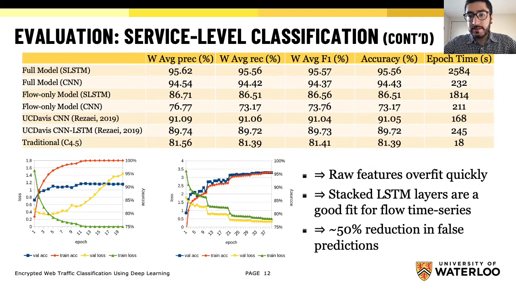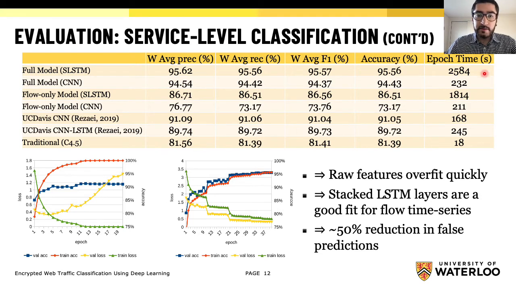When compared to the counterpart CNN model from the UC Davis team, which is one of the more prominent works in this area and one of the more successful ones, the advantages are clear. The CNN model, relying on only raw features, overfits very fast to the data and gets stuck at around 91% accuracy, while in our proposed model, the training and validation accuracies converge, and the model is very well generalized. And in the end, the model has around 50% fewer false predictions, which is a significant margin.